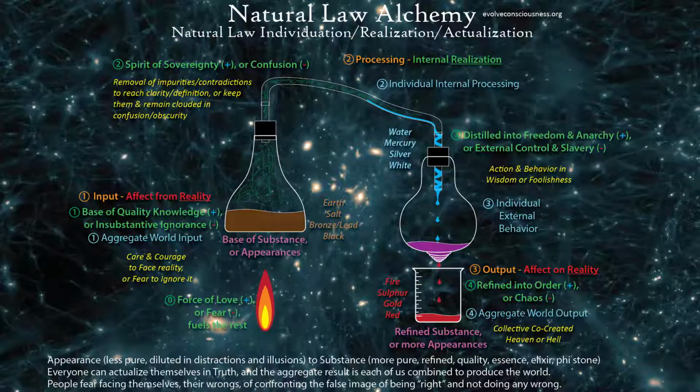So from the magenta purple, that's when it outputs into the final aspect of the effect on reality, the total aggregate output. See, the 4 in blue is aggregate world output, because the 3 in blue was individual external behavior. So individually, what we are doing, we're creating in freedom and anarchy, or we're creating in external control and slavery. Now in the aggregate, that's why from the blue, it went to purple, and then it went to red, because red, representative of the material world, as I represent in natural law boundary conditions and spectrum of living, and in the Philosopher's Stone, it represents the physical world, the matter.